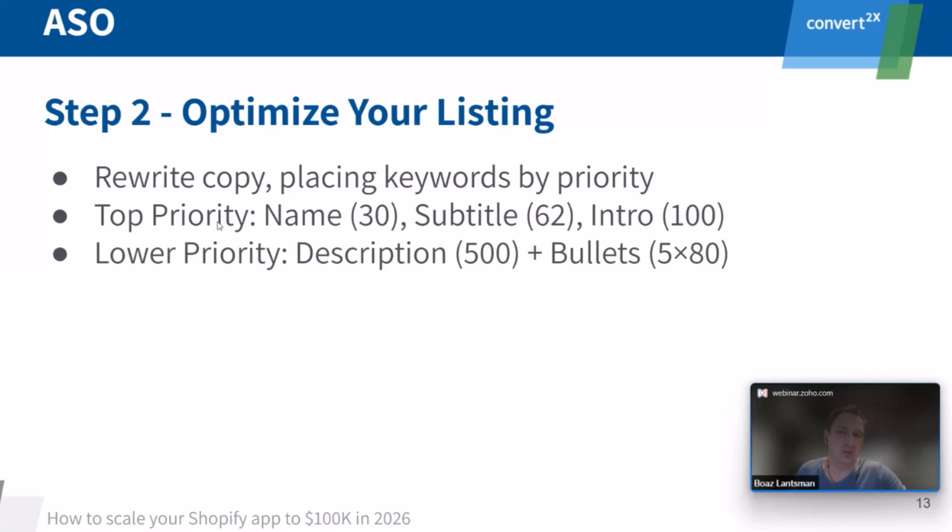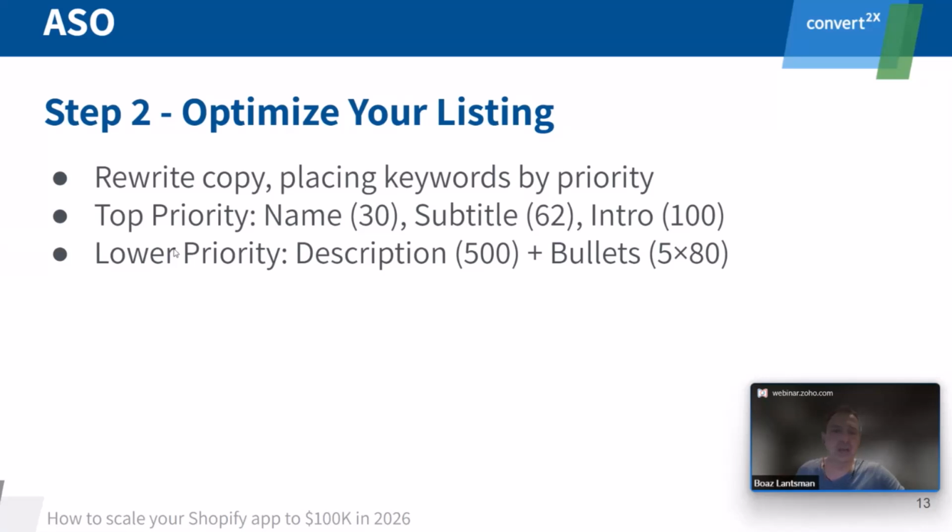So you might want to take your number one keyword, put it in your name. So app name plus number one keyword, plus more if you have space. And also maybe subtitle or intro, at least 2 of the 3, and then it's strong. And you might want to also put it in other places, but you for sure want to put it in the top priority places if it's a top priority keyword.